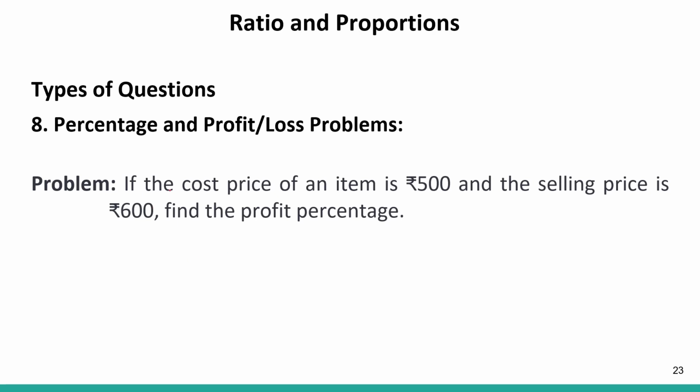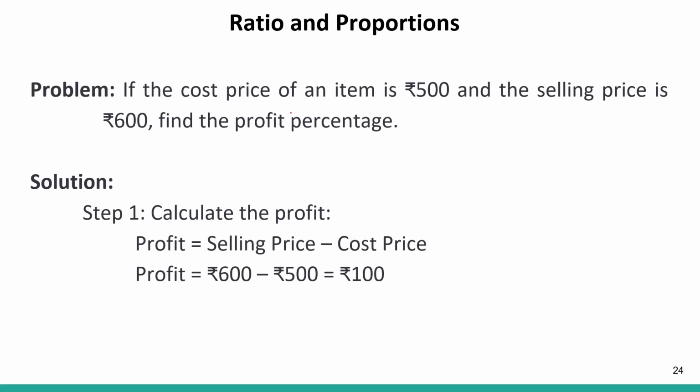The problem is: if the cost price of an item is 500 and the selling price is 600, then find the profit percentage. Calculating the profit is done as follows. First we subtract the cost price from the selling price. The selling price is 600 in this case and the cost price is 500.